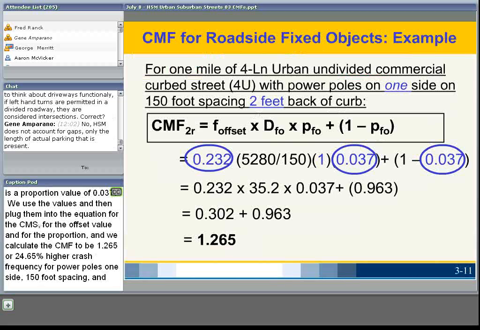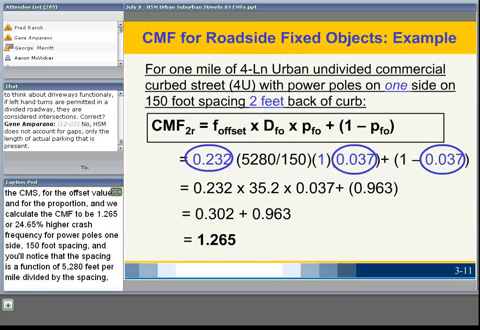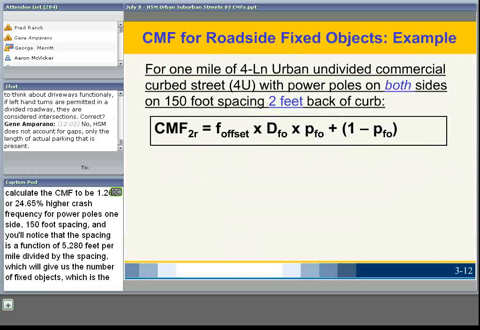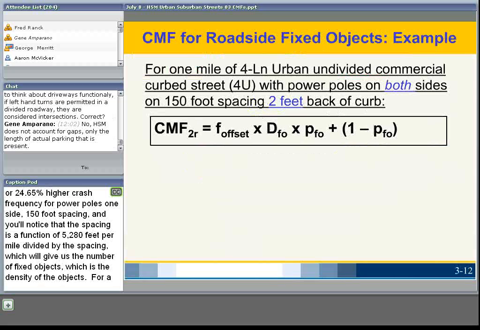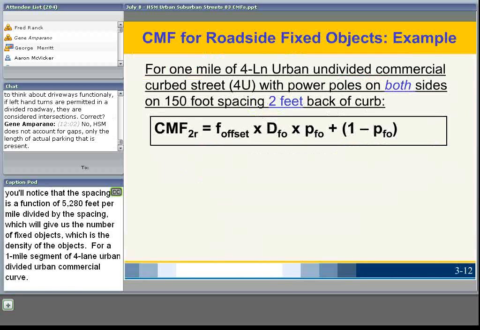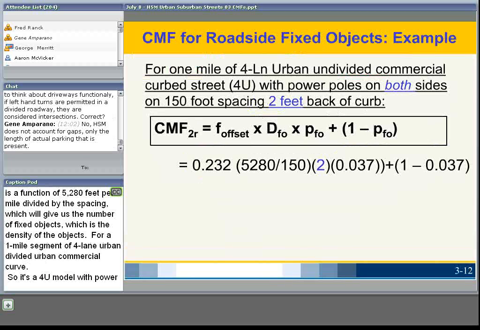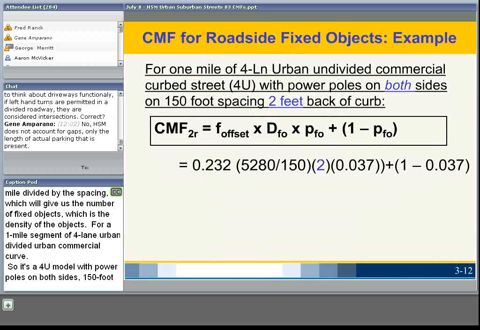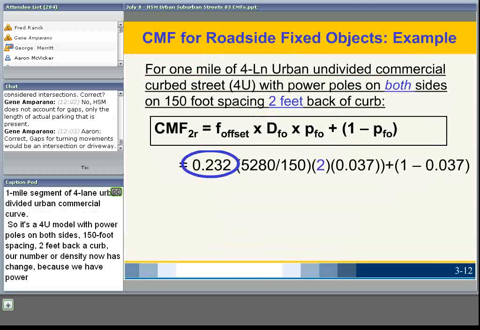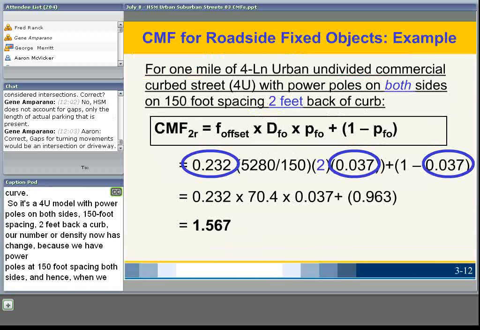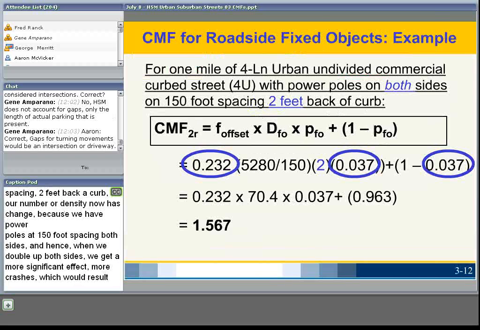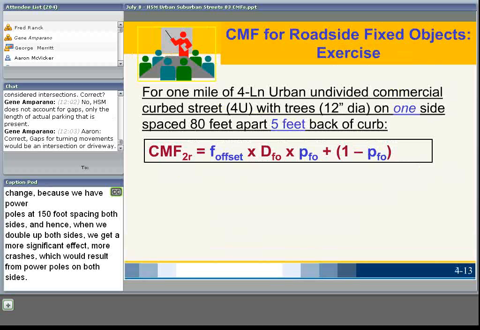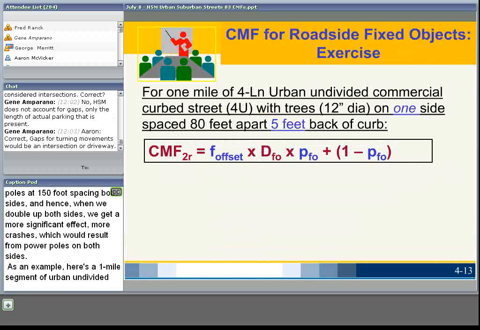For example, a 4-lane urban undivided street, so it's the 4U model with power poles at 2 feet, would give us a fixed object offset factor of 0.232. Our 4U model has a proportion value of 0.037. We use those values and then plug them into the equation for the CMF for the offset value and for the proportion. And we calculate the CMF to be 1.265 or 26.5% higher crash frequency for power poles, one side, 150-foot spacing. And you'll notice that the spacing is a function of 5,280 feet per mile divided by the spacing, which will give us the number of fixed objects, which is our density of the objects.